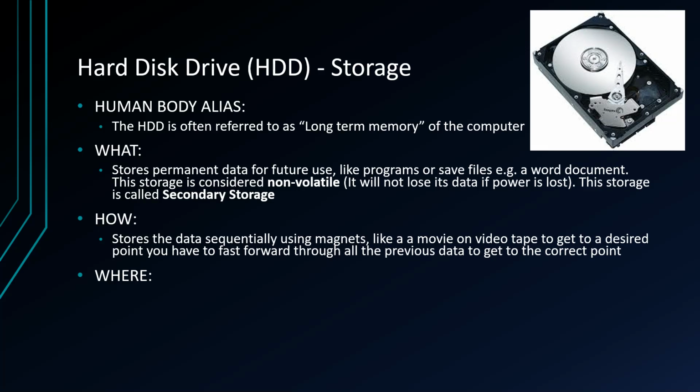Positive is a 1, negative is a 0. So it reads all this information very quickly. Now there's another aspect to this. It stores the data sequentially. What that means is it stores it in order.